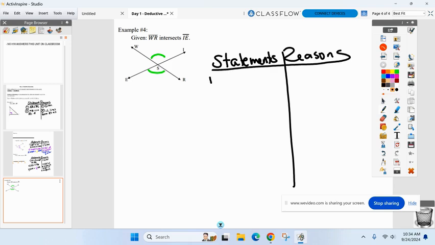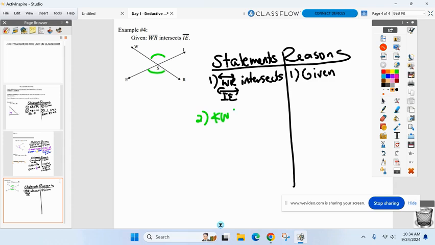All right, so not much there. WR intersects IE, given. Next up, let's write those vertical angles now. Angle WSI is congruent to angle ESR.